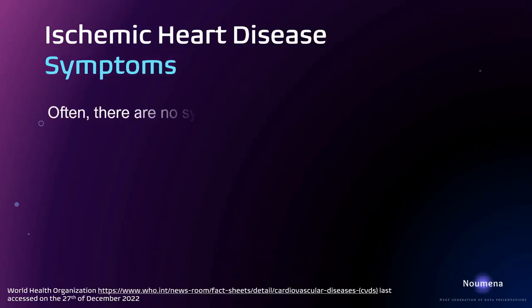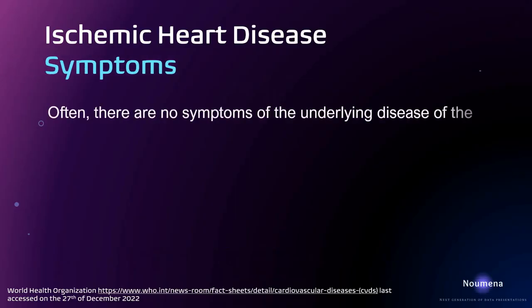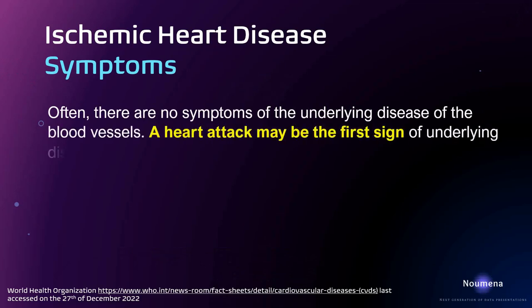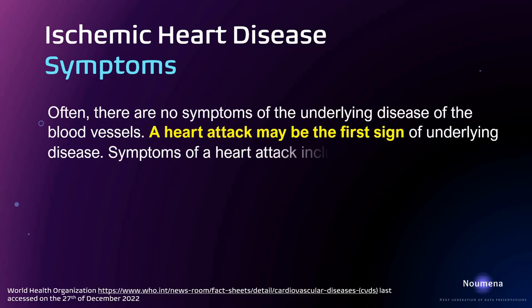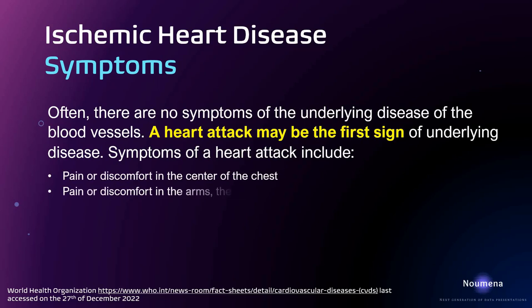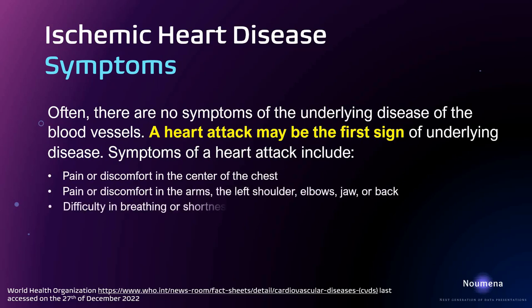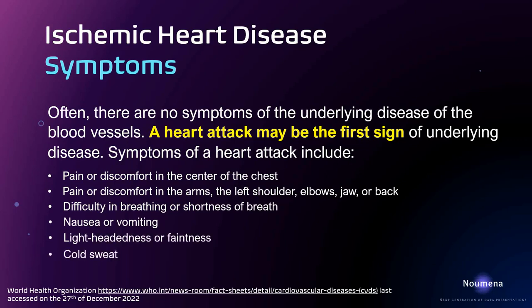Often, there are no symptoms of the underlying disease of the blood vessels. A heart attack may be the first sign of underlying disease. Symptoms of a heart attack include pain or discomfort in the center of the chest, pain or discomfort in the arms, the left shoulder, elbows, jaw, or back, difficulty in breathing or shortness of breath, nausea or vomiting, lightheadedness or faintness, cold sweat, turning pale.